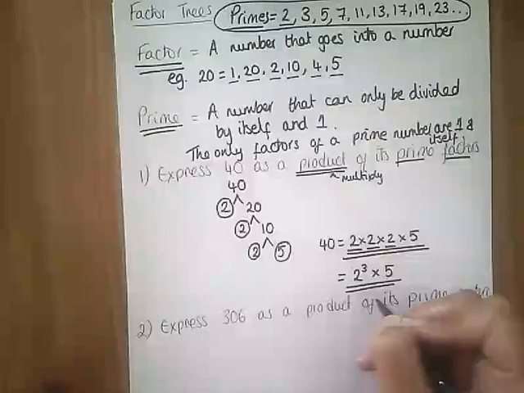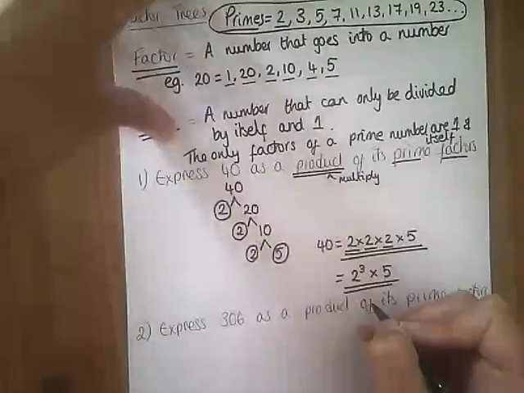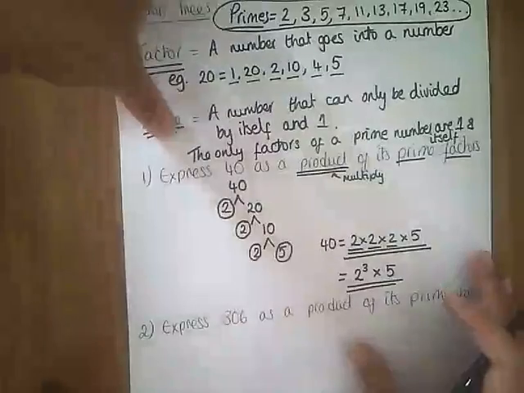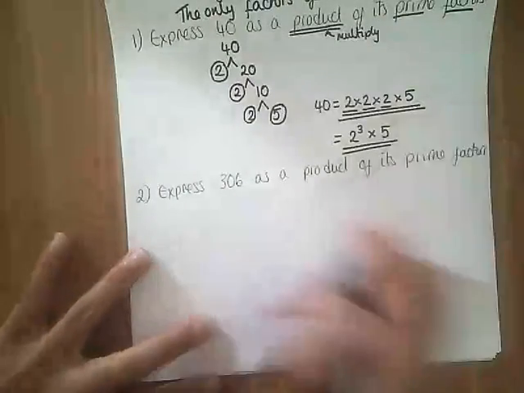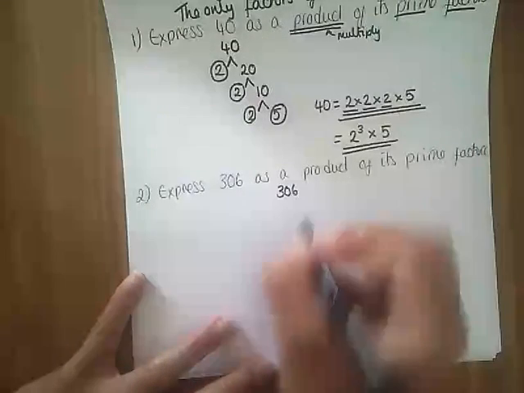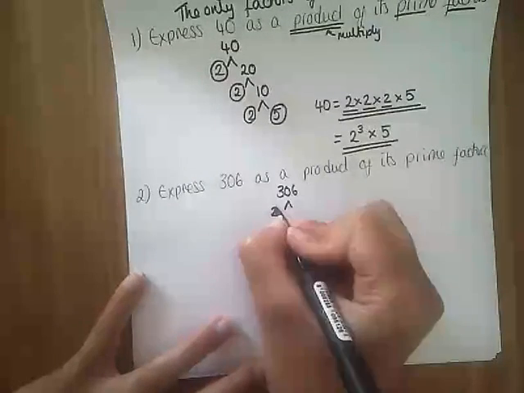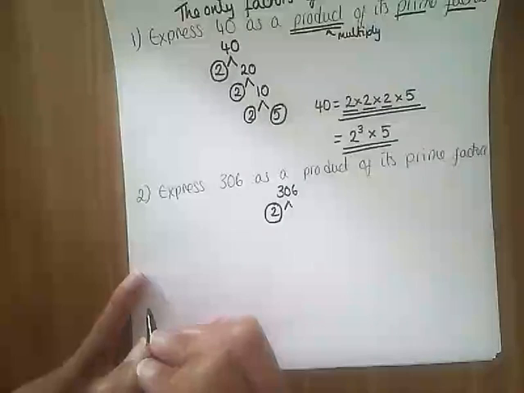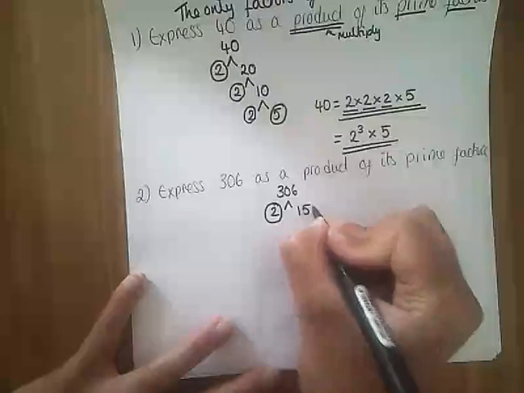Right, let's look at number 2. Same thing. Express 306 as a product of its prime factors. Start with 306 at the top of your factor tree. 2 goes into it, so I'd always take out a factor of 2. What is half of 306? 153.